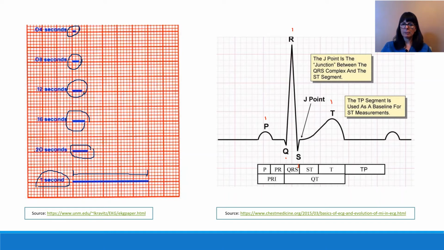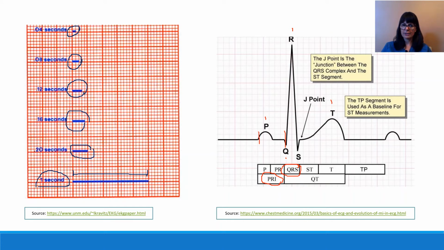And what we'll mostly be looking at is the PRI or the PR interval and the QRS complex. Remember that the P wave represents atrial depolarization, and then the QRS complex represents ventricular depolarization. And the PRI is basically measured from the beginning of the P to the beginning of the R. So right here where the Q happens, where the upslope is the beginning of the R. So this is our PRI, PR interval.